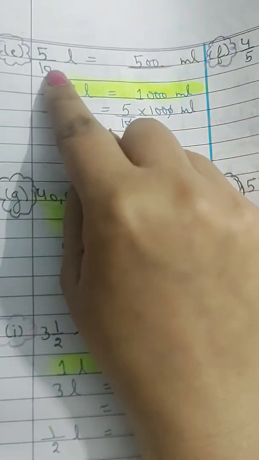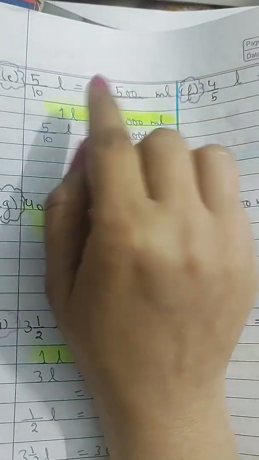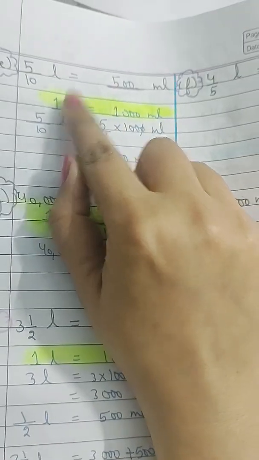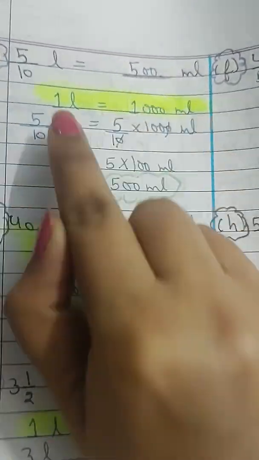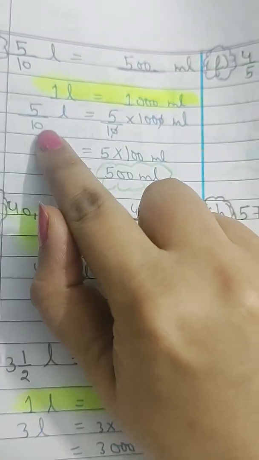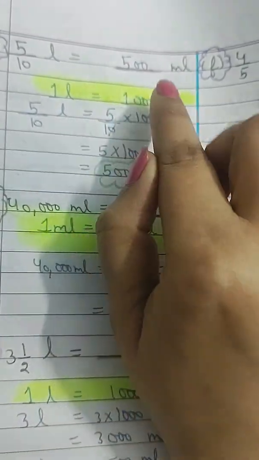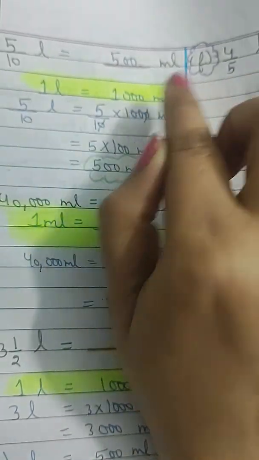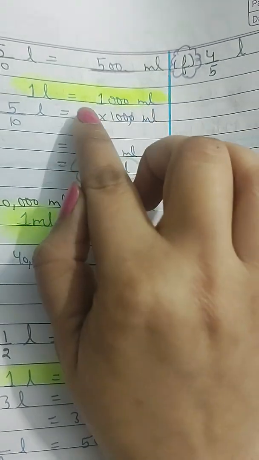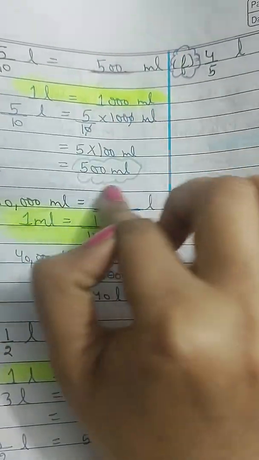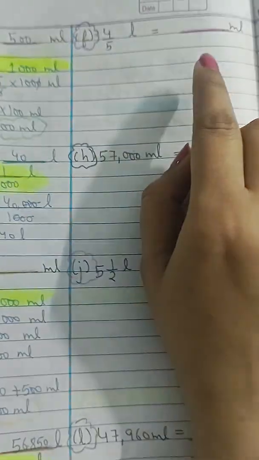Then we have 5 by 10 liters is equal to, we have to change it into milliliters. Again liter to milliliter, bigger to smaller. So 1 liter is equal to 1000 ml. 5 by 10, or you can write 1 by 5 also, you will get the same answer. Because we are going liter to milliliter, you multiply by 1000. So 0 will cut with 0, 5 multiplied by 100, the answer will be 500 ml. Like this, the F question I have given as homework.